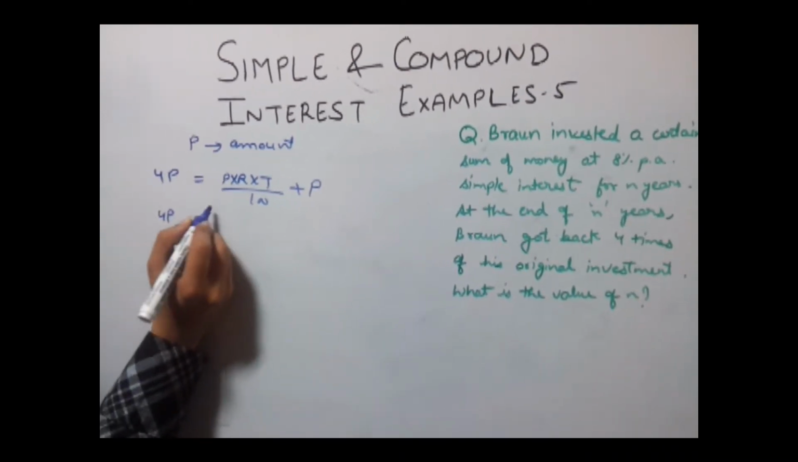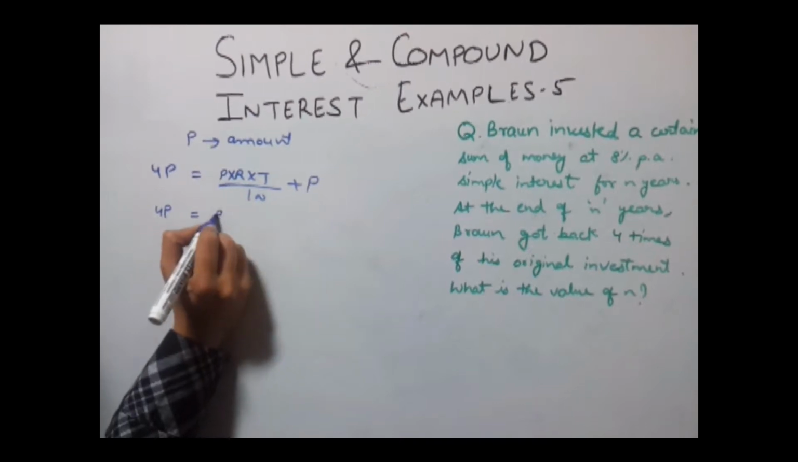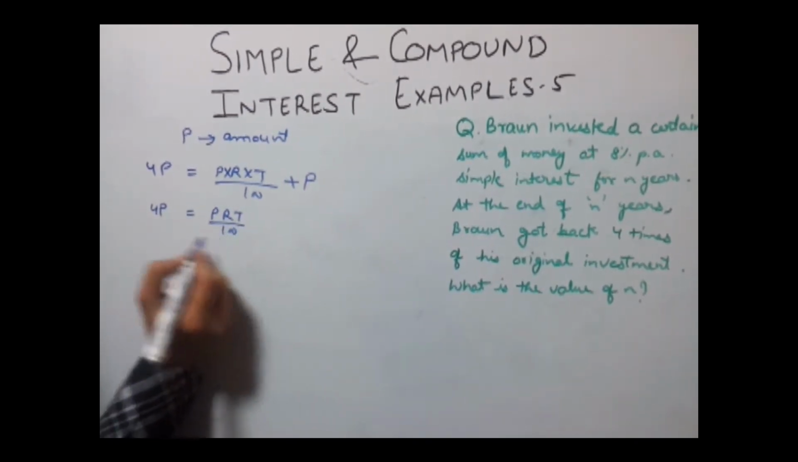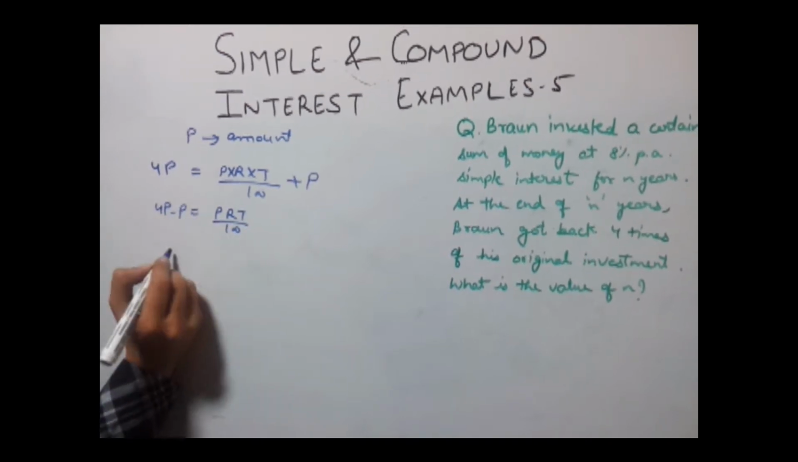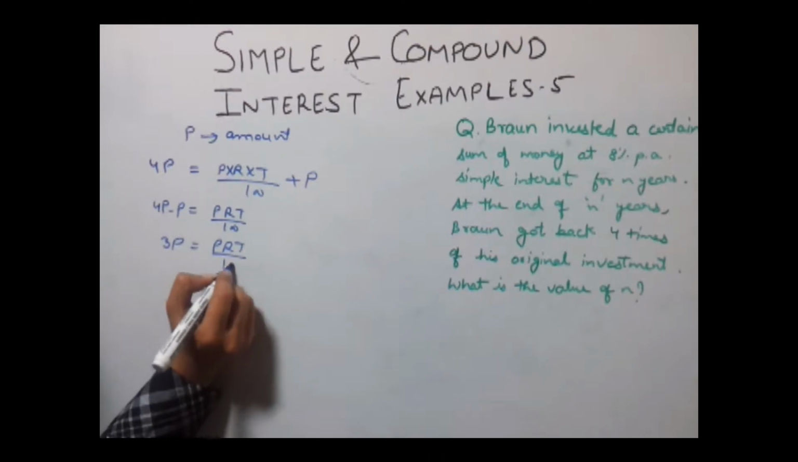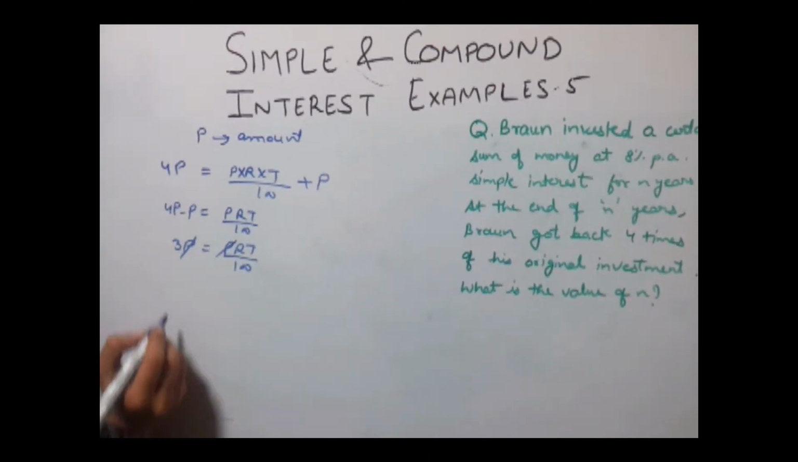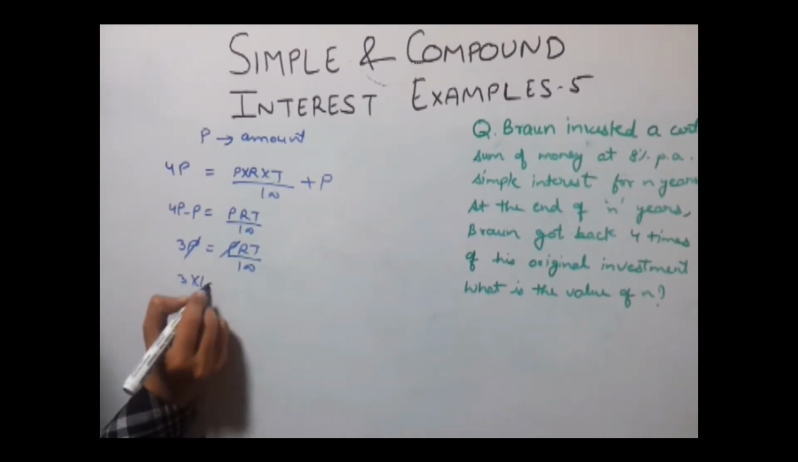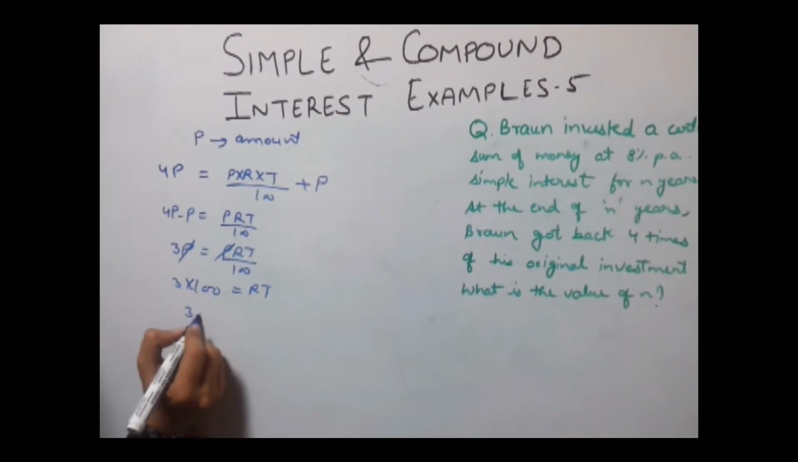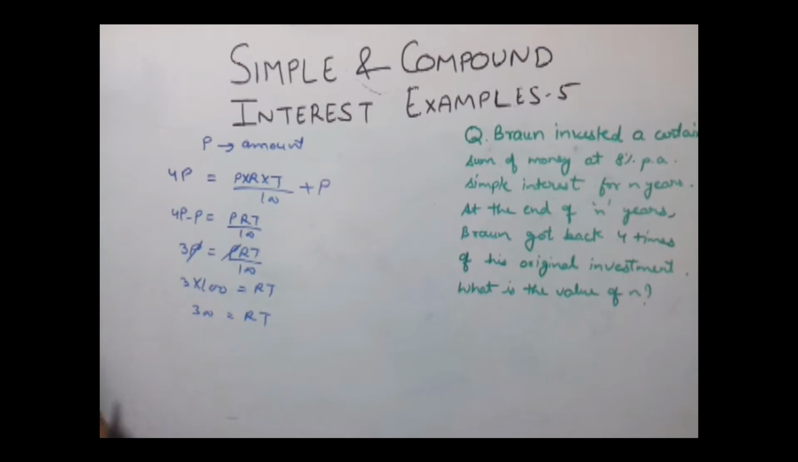Solve this, you will get 4P is equal to PRT upon 100, and this P will go here, that is minus P. Now 3P is equal to PRT upon 100. Cancel P from both sides, you get 3 into 100 is equal to RT. That is 300 is equal to RT.